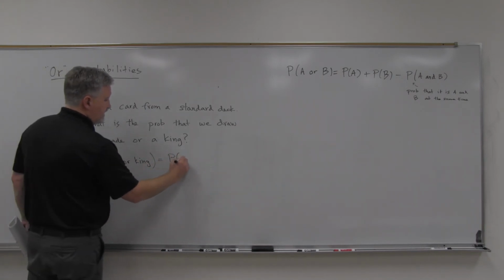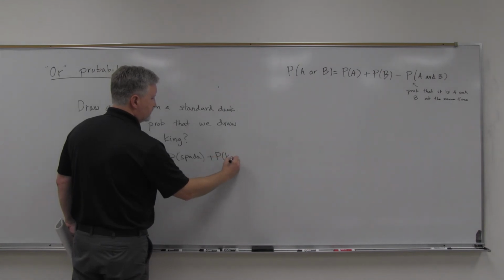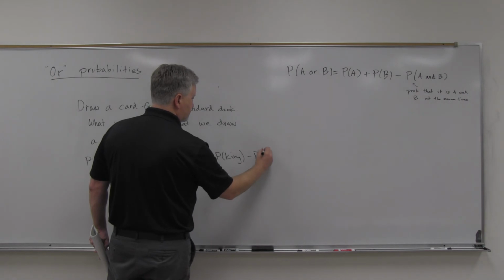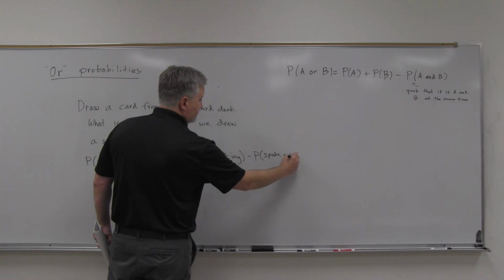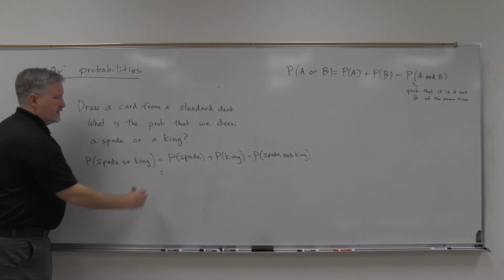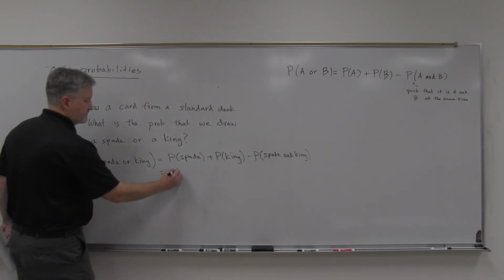You go probability of spade, plus probability that it's a king, minus the probability that it's both spade and king at the same time. Well, spades is one of the suits, right? So there's 52 cards, 4 suits, so there's 13 in each suit. Spades is one of the suits, so there's 13 spades out of 52 cards.